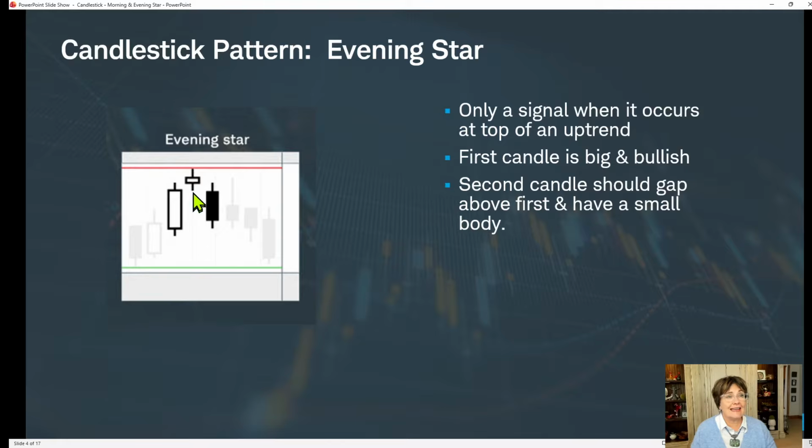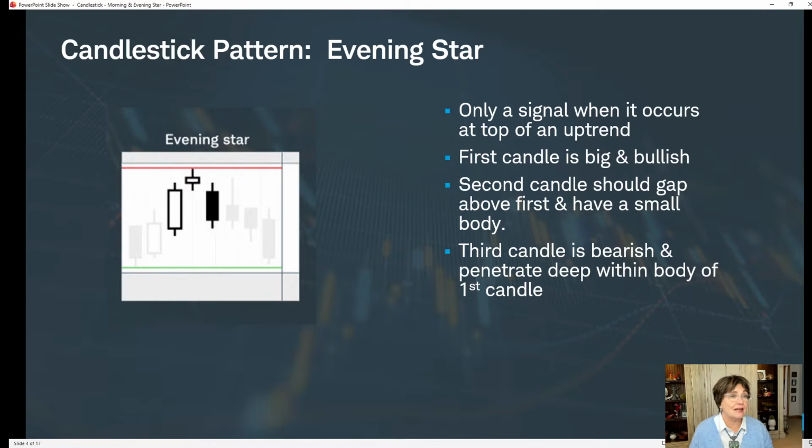The second candle should gap above the first and then have a very small body. And when we look at that small body, that could be a doji, or it could even be a hanging man type of pattern. And then our third candle is going to be big and it's going to be bearish, and it should penetrate deeply within the body of the first candle.